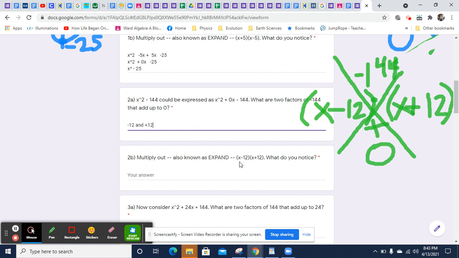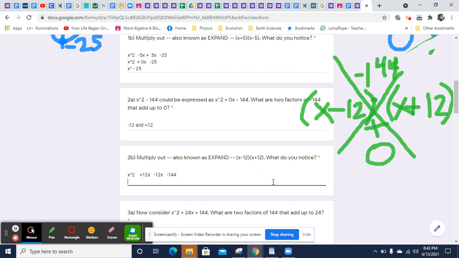Okay, now we're going to expand x minus 12 times x plus 12, which is what we have here. So it should end up here, but let's prove it. We're going to have x times x, so that'll be x squared. You'll have x times 12, so that'll be plus 12x. We'll have negative 12 times x, that'll be negative 12x. And you'll have negative 12 times 12, which will be negative 144. Okay, and we put all that together in the next row.